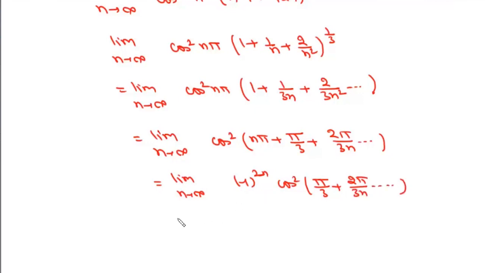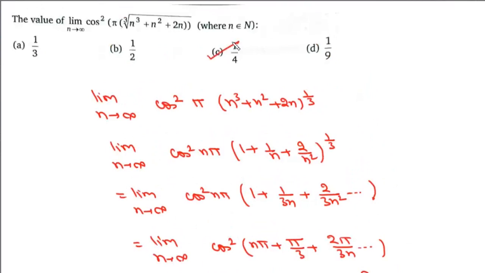Now (−1)² is plus 1, and if we take n tends to infinity, all these terms will be 0. So this answer will be simply cos²(π/3), and cos²(π/3) is 1/4. And that's your option C.